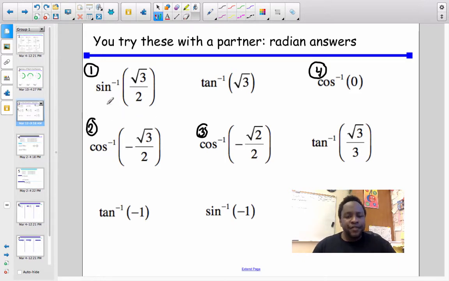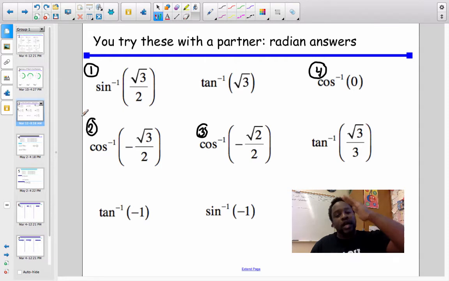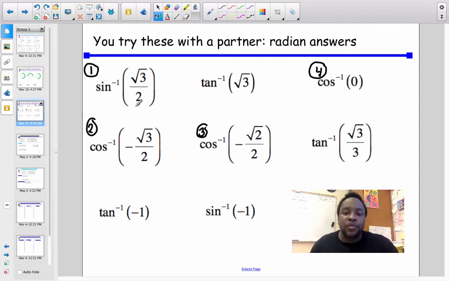So this is inverse sine of square root 3 over 2. All right, what in the world is this asking? As a reminder, inverse sine means we're trying to find an angle. So it's asking, what is the angle? And sine is opposite over hypotenuse. So what is the angle when the ratio of the opposite side to the hypotenuse is square root 3 over 2?